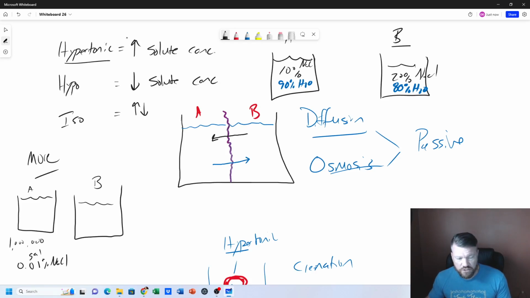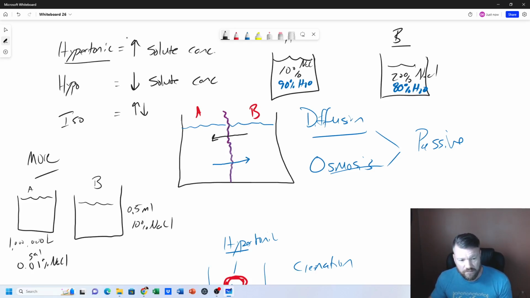And then let's say solution B is, well, let's change the units here. Let's say this is 1,000 liters, just to keep it consistent. And then let's say over here I've got 0.5 milliliters of a 10% salt solution. Well, there's 1,000 milliliters in a liter, so that gives you an idea for how much bigger this is.